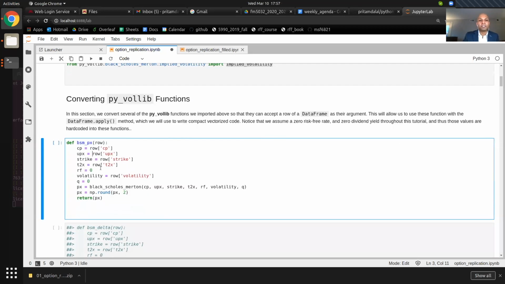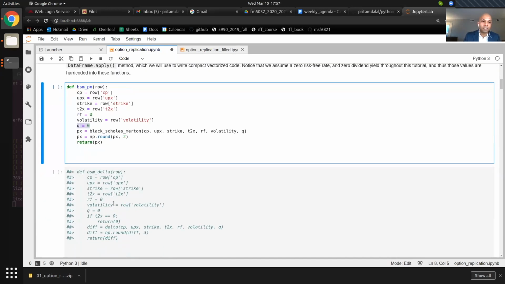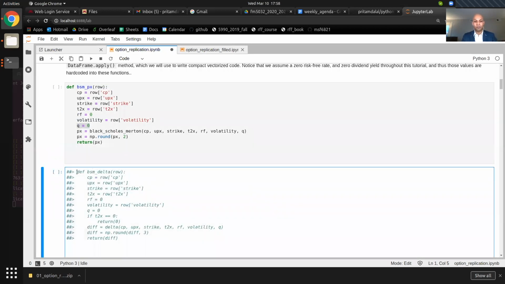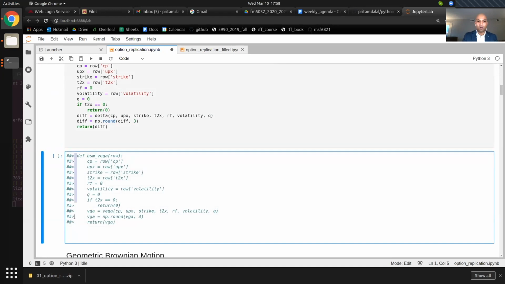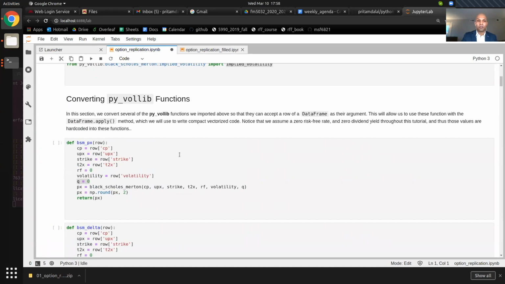So all this code is saying is, I'm assuming that the input is going to be a row of a data frame and that all these columns will be present in the row. Then I'm going to pull out all of the inputs: call or put, underlying price, strike, et cetera. And then I'm going to calculate the Black-Scholes price from it, and round it to 2 decimals just to keep things nice looking. I'm also assuming a risk-free rate of 0 and a dividend yield of 0, just to keep things simple, since this is simulated data anyway. So those are hard-coded in here. And then we do the same thing for delta and for Vega. Okay, so let's run those code chunks.